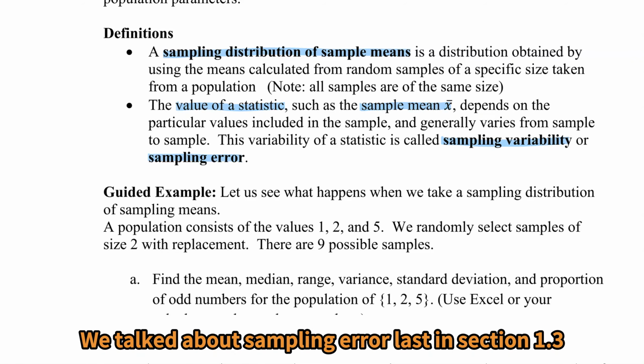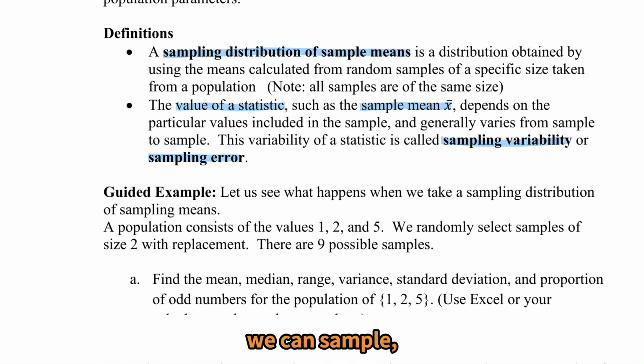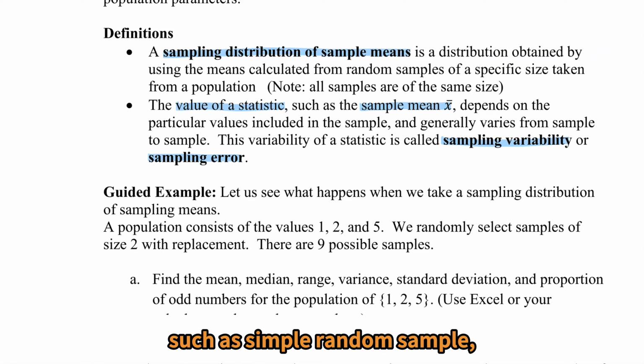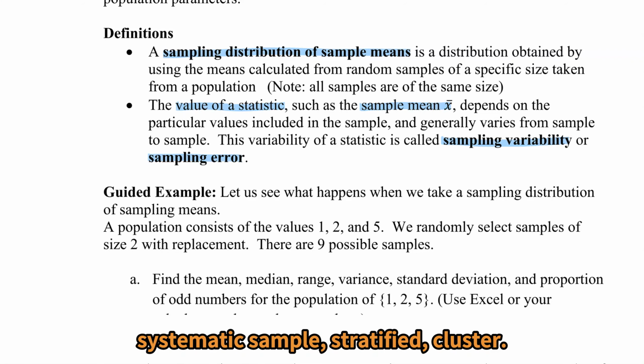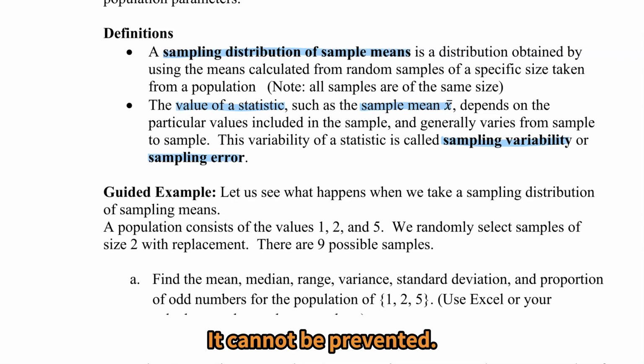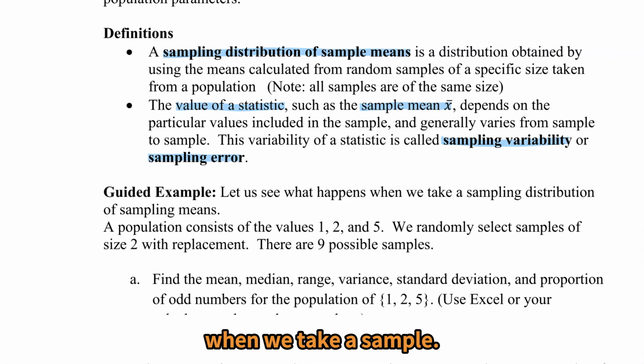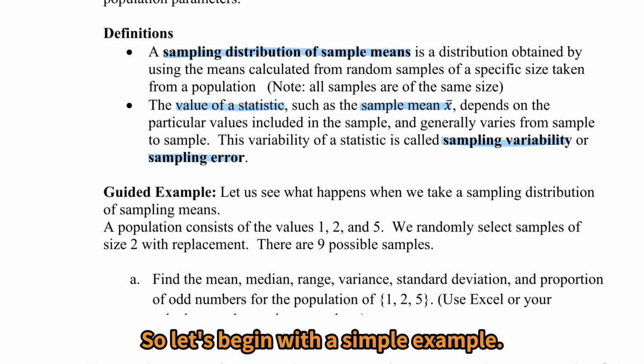We talked about sampling error last in section 1.3 when we were talking about the different ways we can sample, such as simple random sample, systematic sample, stratified, cluster. And the sampling error is expected. It cannot be prevented. This is something that naturally happens when we take a sample. So let's begin with a simple example.